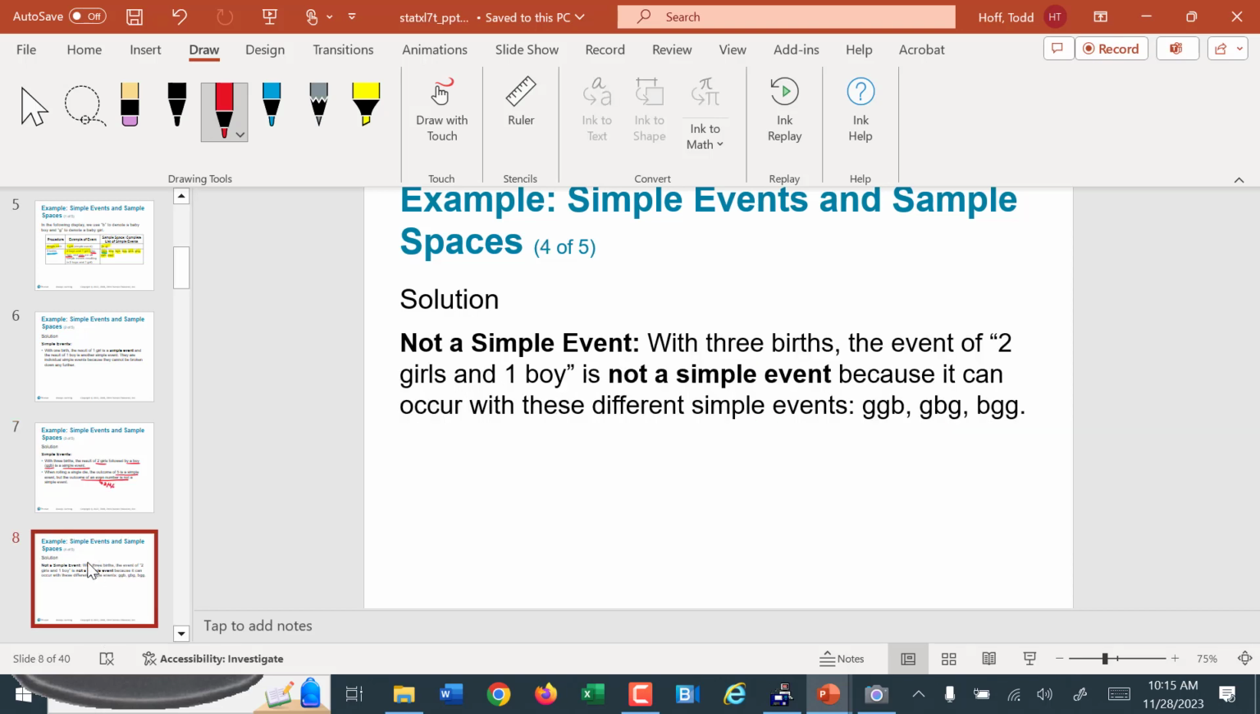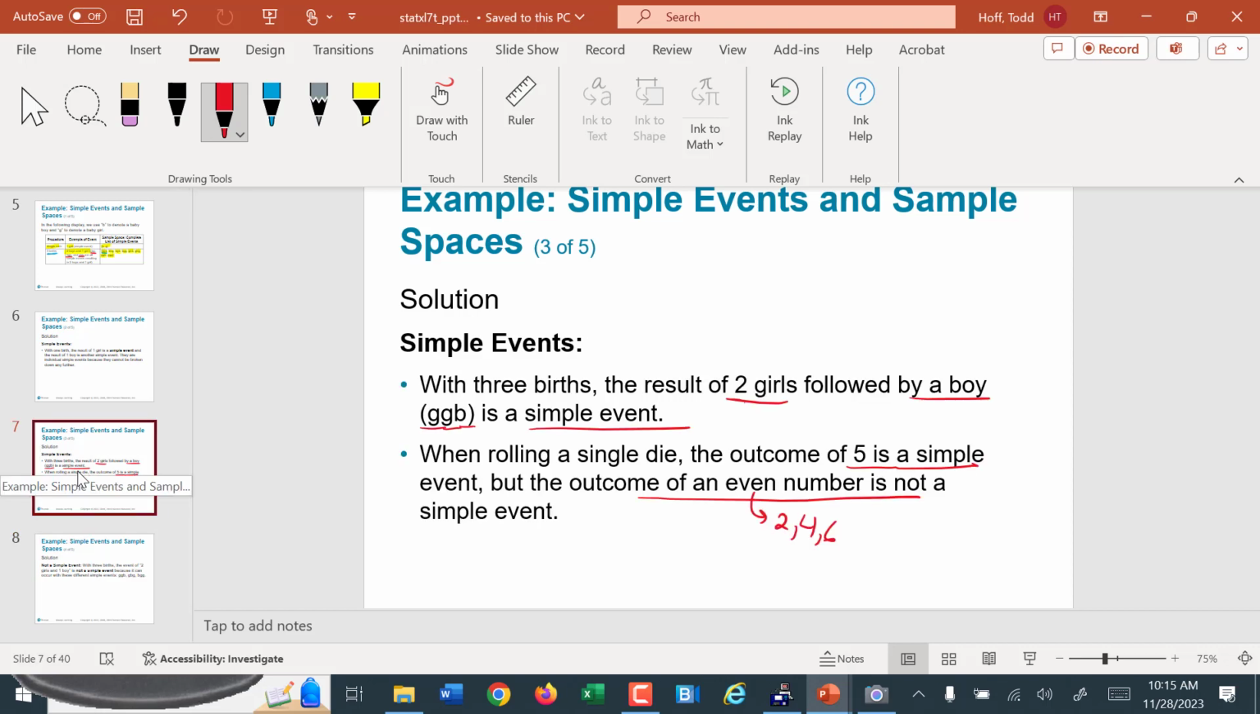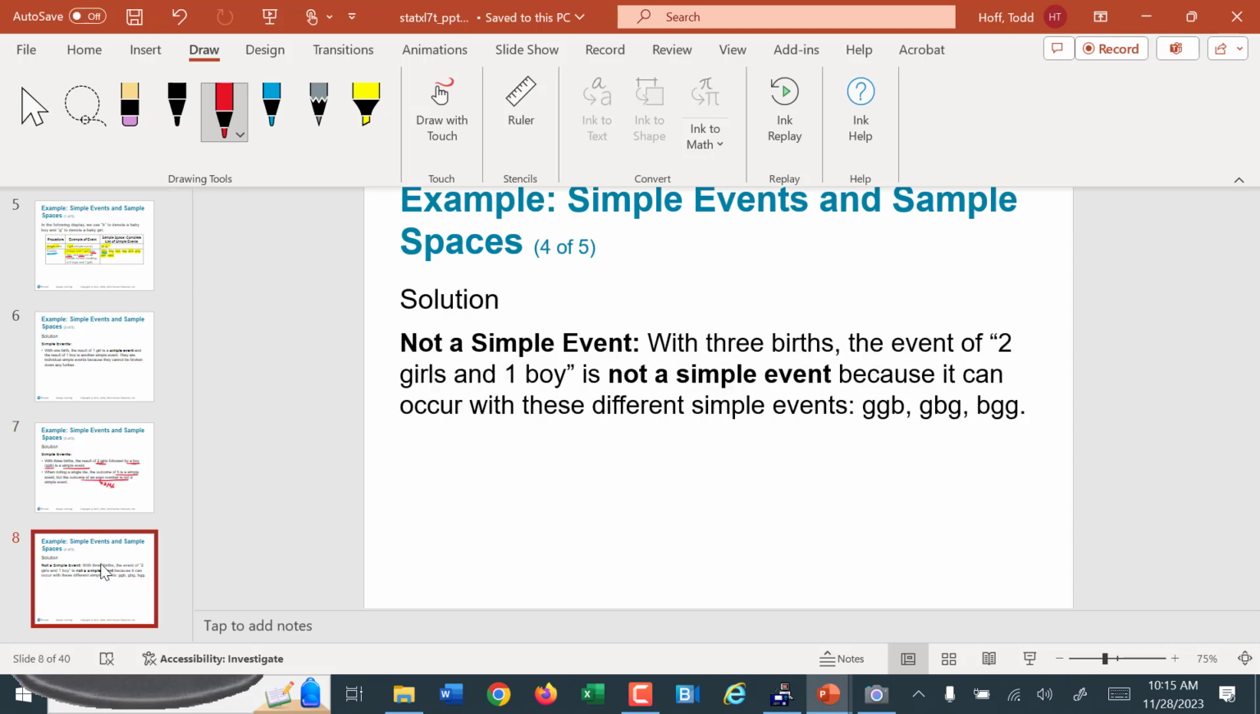So back to the births again. Rather than saying 2 girls followed by a boy, that was girl, girl, boy, here I'm going to say just with 3 births, I want 2 girls and 1 boy, not specifying the order. Well, that could be 2 girls, then a boy, or it could be a girl, a boy, and then another girl, or it could be the boy first followed by 2 girls. So that is not a simple event because it can be broken down into other simpler, smaller events that do reach that standard.